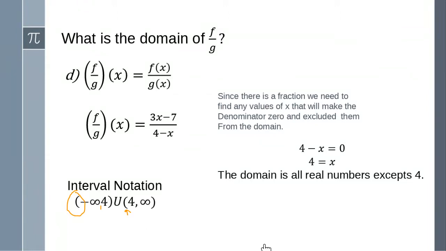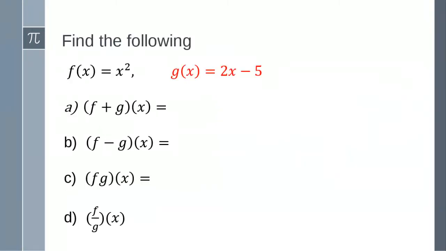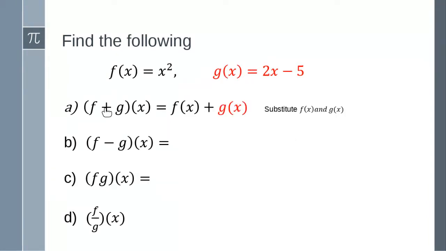Hello, everyone. So let's go on to the next example. It's similar to the last one we were working out, but this time our functions are x squared and 2x minus 5. And so let's look at letter A. So anytime that you see this, it's always nice to write it as it's defined. So we can say f of x plus g of x. And so the first step is to just replace what those functions are. So f of x is x squared, g of x is 2x minus 5.